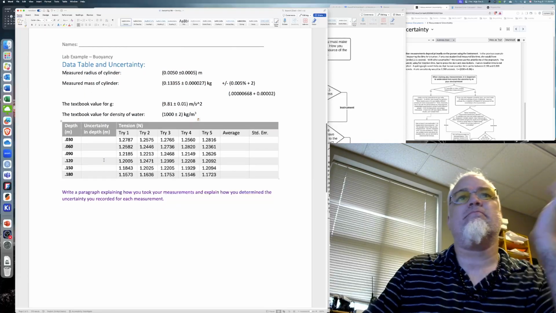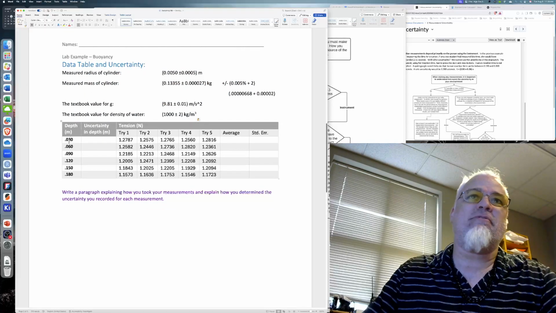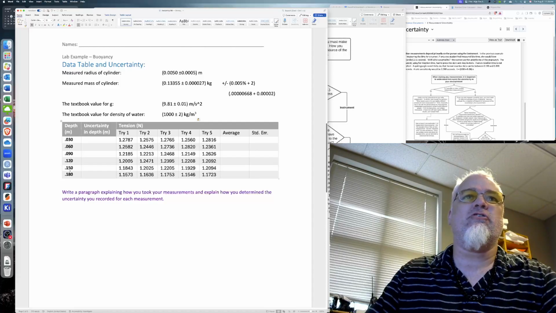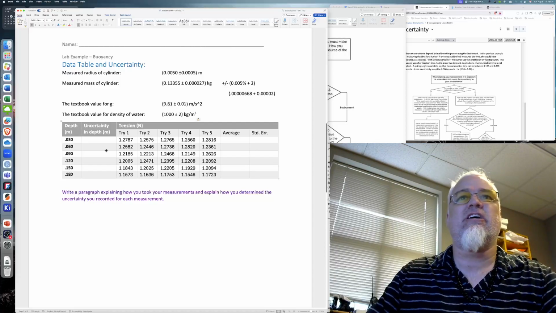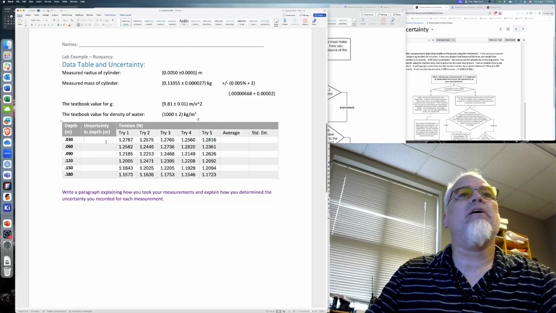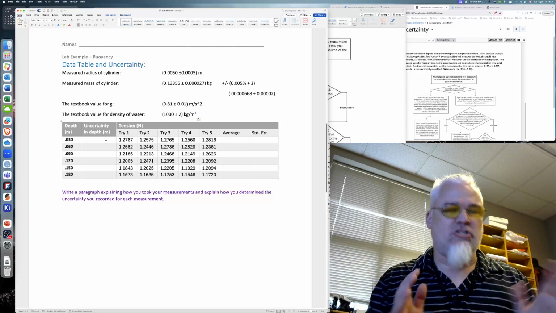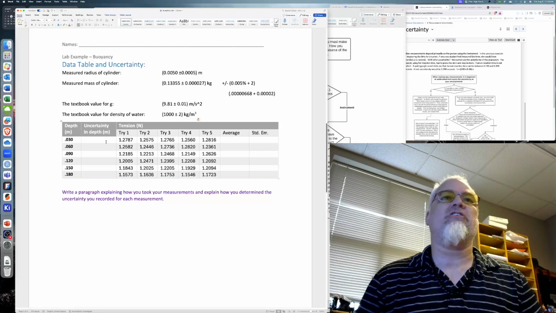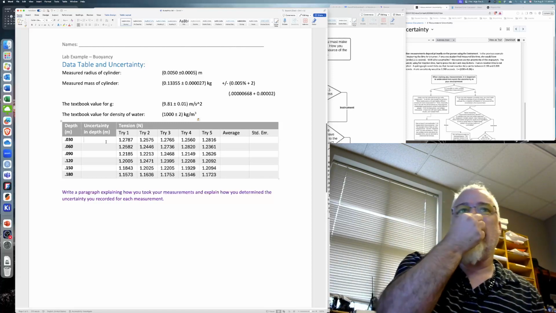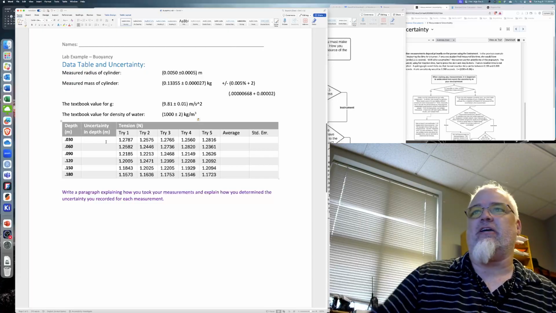Next, we have the actual experiment. The depth of the tube, the depth of the tube, the depth of the tube. So these things were measured with a meter stick, and then the tension on the string, these things were measured with a force probe. So again, uncertainty. I'm really, really focused on uncertainty. How do we know the uncertainty? So we measured the depth with a meter stick.